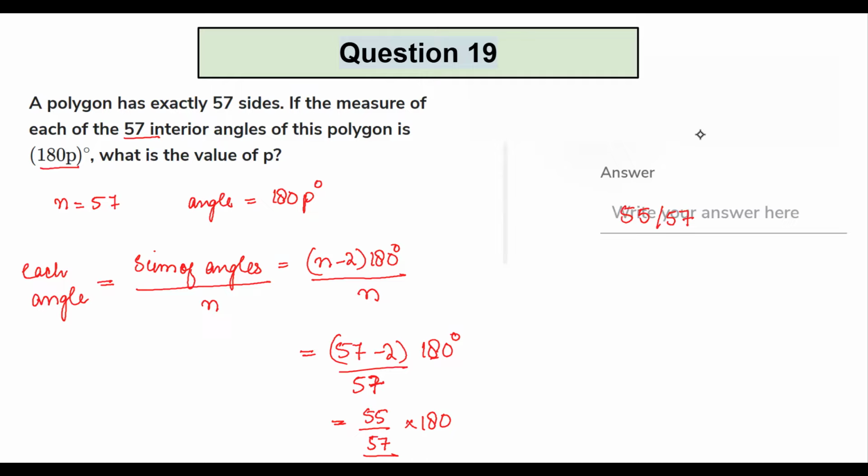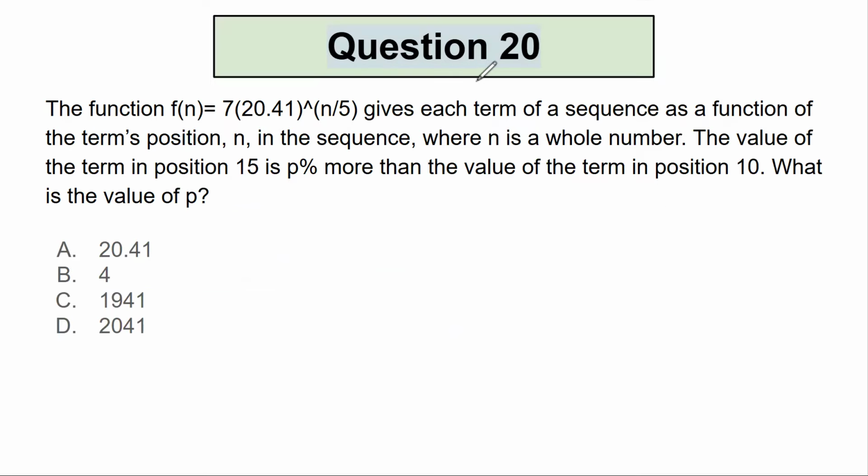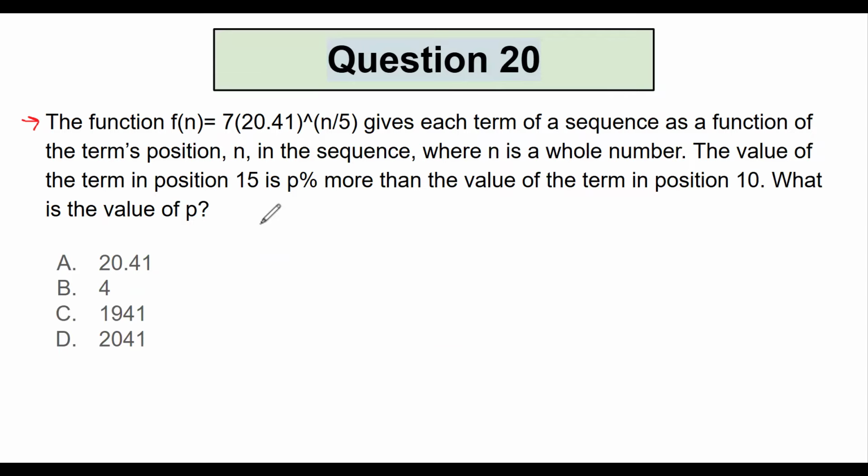Okay. Now let's move on to the next question. We have question number 20 here. Question number 20 says that the function f of n. So your f of n, let me write it here. f of n is equal to 7 times 20.41 whole power n over 5. It is like this, okay.